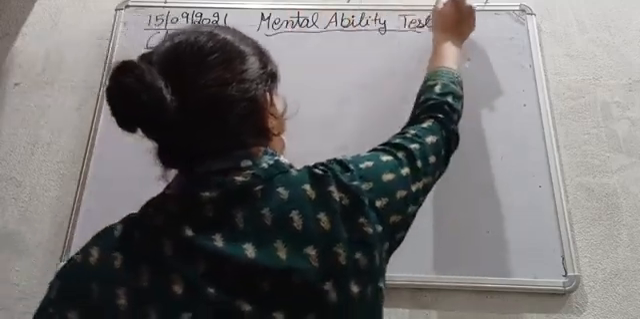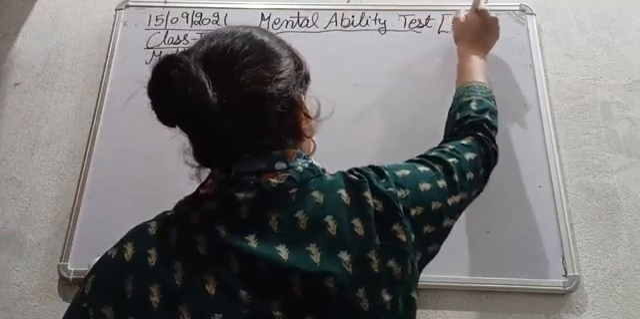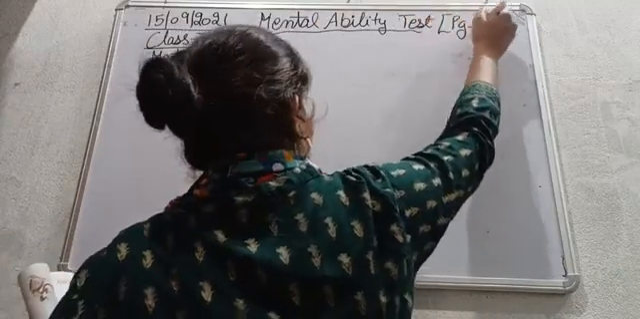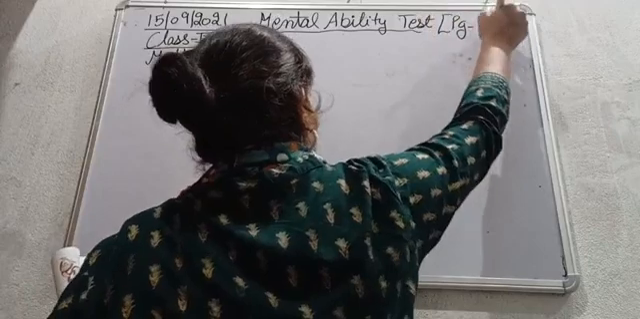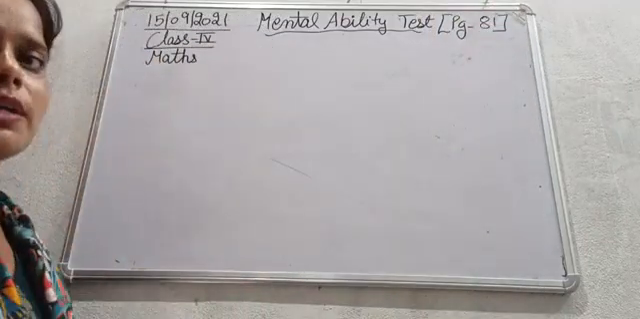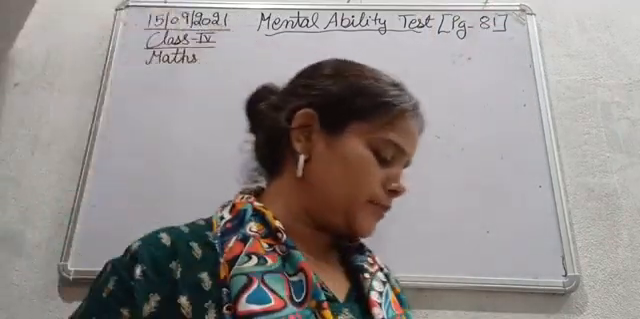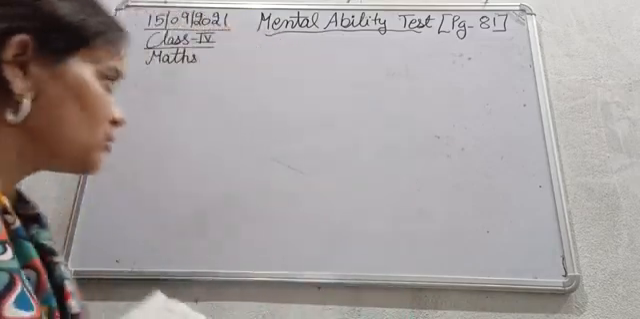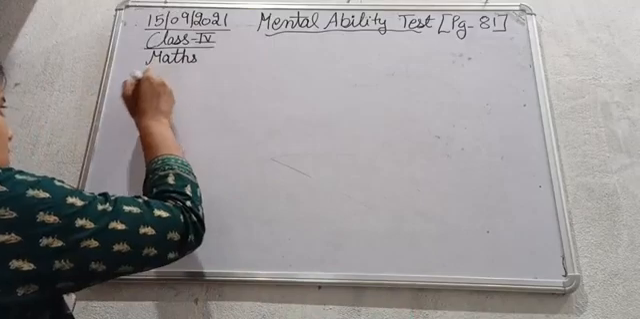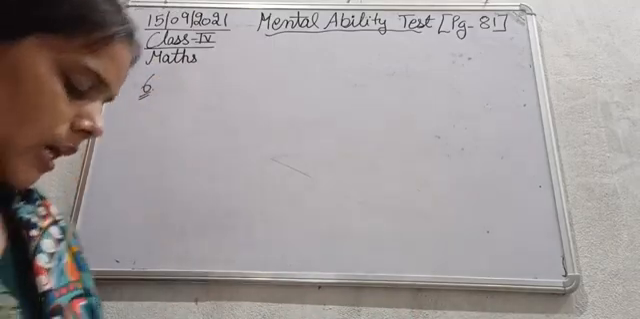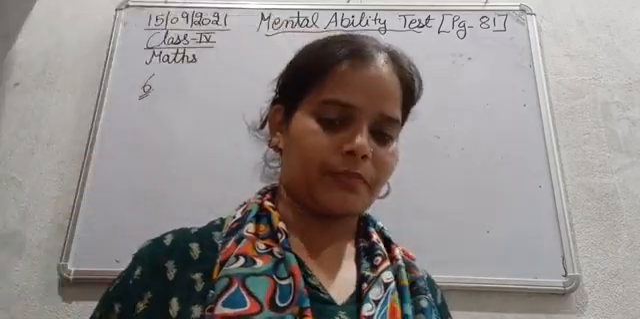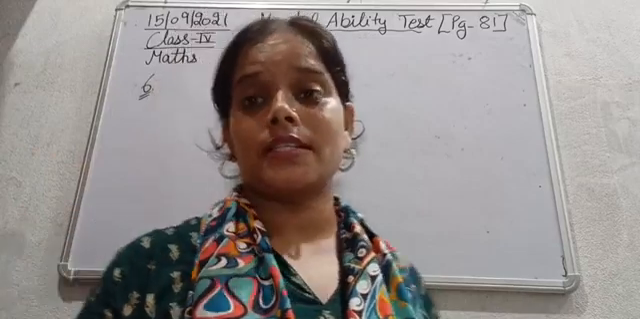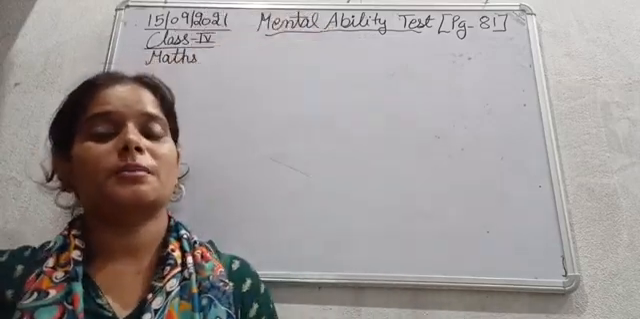This is given at page number 81. So in the last session we have done up to question number 5. Let's begin with the sixth one. The sixth question is, are all numbers prime?